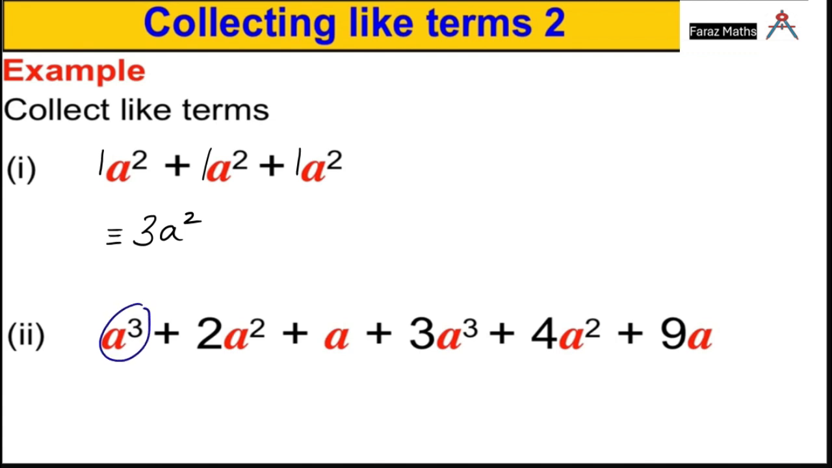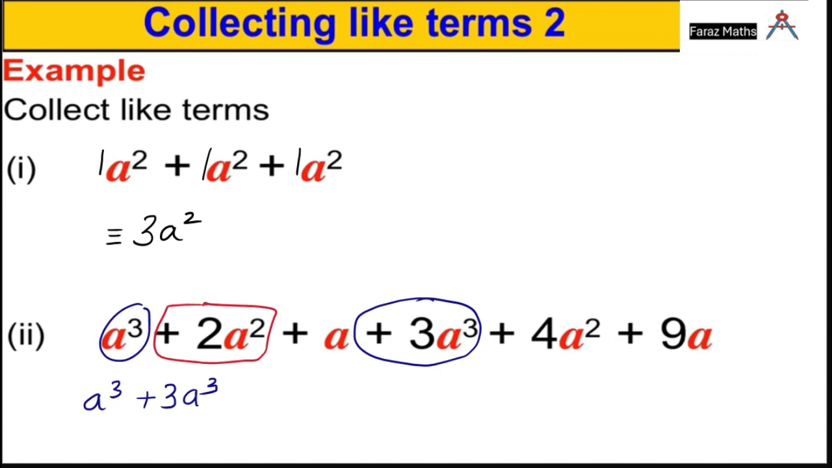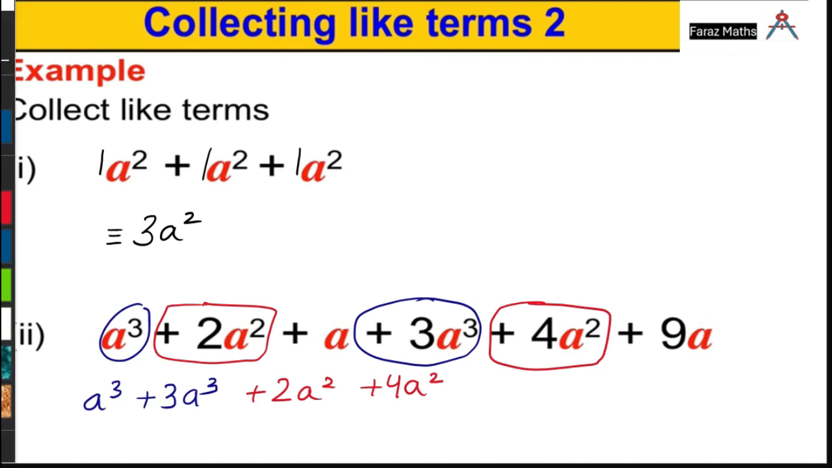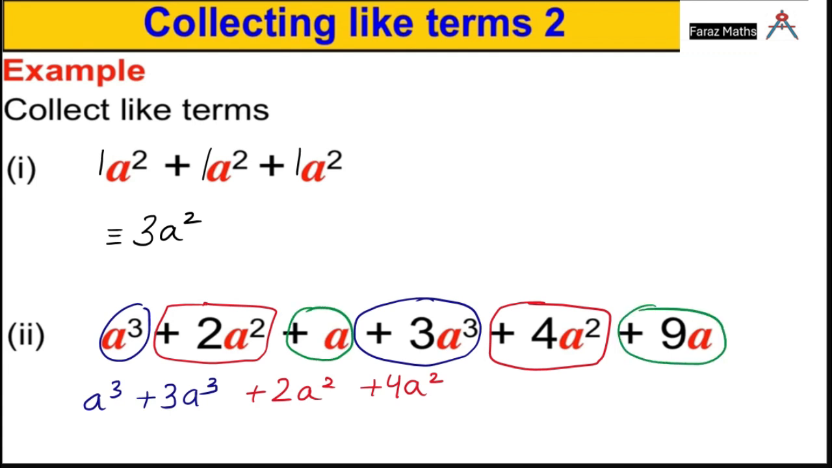This one, a cube plus 3a cube, they both are like to each other. So we can write a cube plus 3a cube. After that, plus 2a square and plus 4a square. We can write plus 2a square and plus 4a square. And then we will write plus a plus 9a.